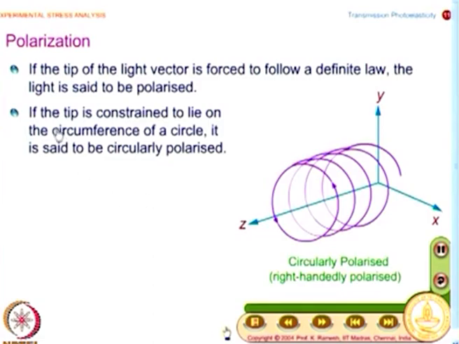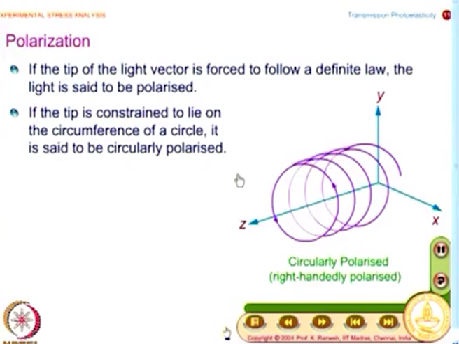So, suppose the tip is constrained to lie on the circumference of a circle, then I call this circularly polarized. The input light characteristic is defined. I have a definition: the magnitude, in what way it varies, the direction, how it varies. In the case of circularly polarized light, the light vector magnitude does not vary, but the orientation varies. You make a reasonable sketch of it; you do not have to put so many circles, just indicate that you have this as circularly polarized.